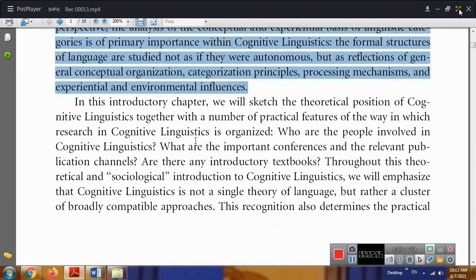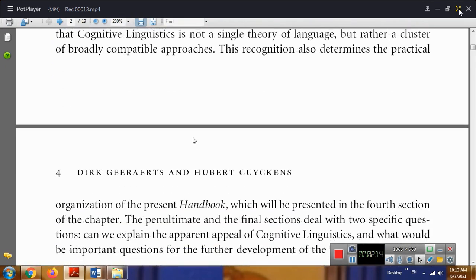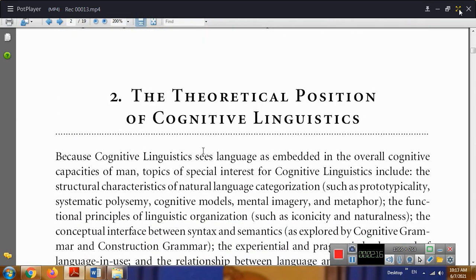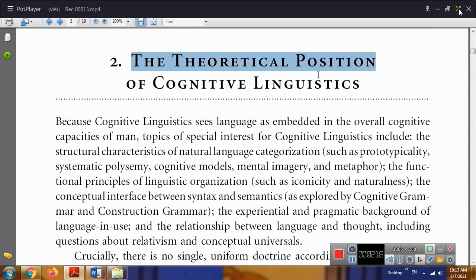But this paragraph, which gives us some information about cognitive linguistics and just raises some questions about it, is not important. The theoretical position of cognitive linguistics.